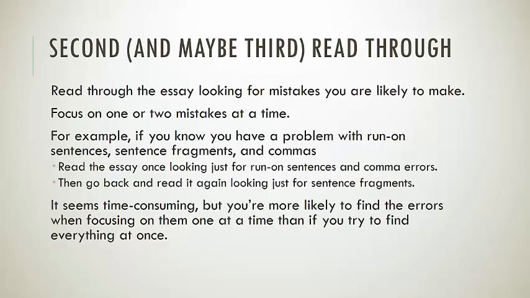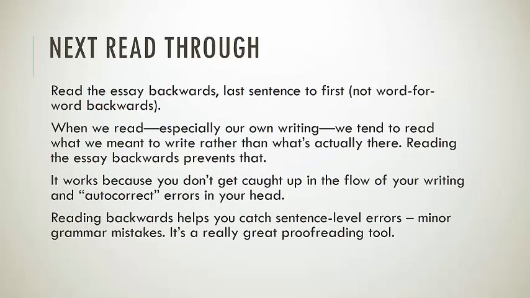So if you know you have a problem with run-on sentences, sentence fragments, and commas, then you're going to read through the essay once looking just for run-on sentences and comma errors. Then you'll go back and read through it again looking just for the sentence fragments. If you try to look for everything at once, you're much more likely to miss something. I know it seems like it takes a lot of time, but it actually is much faster this way and much more effective. On the next read through, you're going to read the essay backwards, last sentence to first sentence.